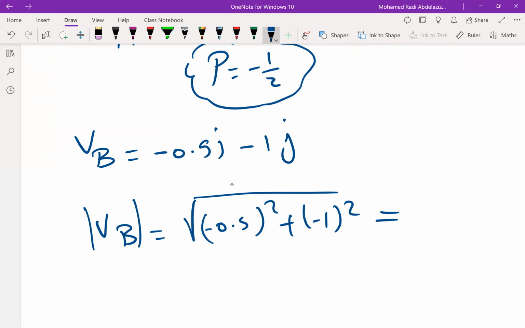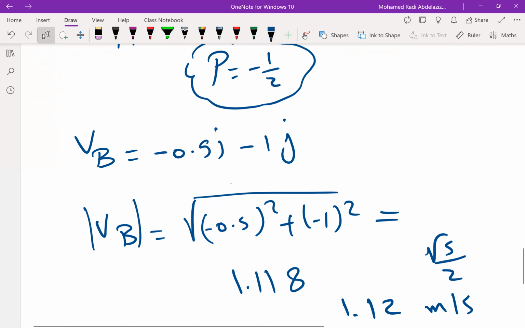So the answer will be 1.118. You can keep it exact, which is √5/2, or you can write it to 3 significant figures as 1.12 meters per second. This is the magnitude of the velocity.